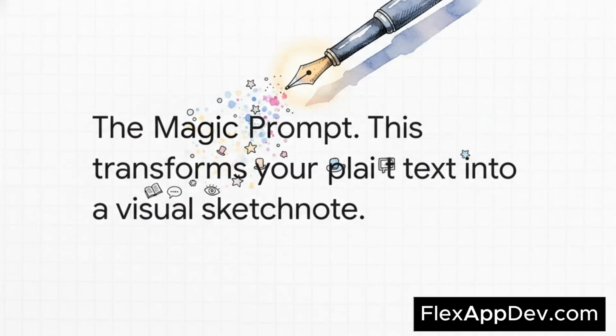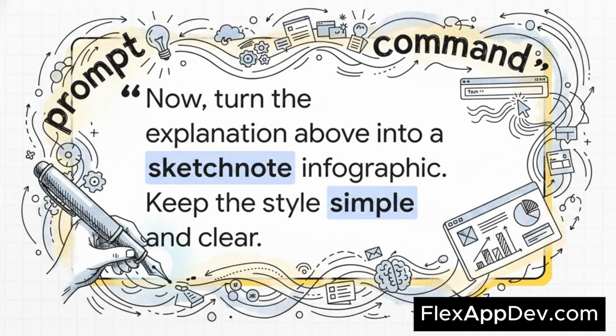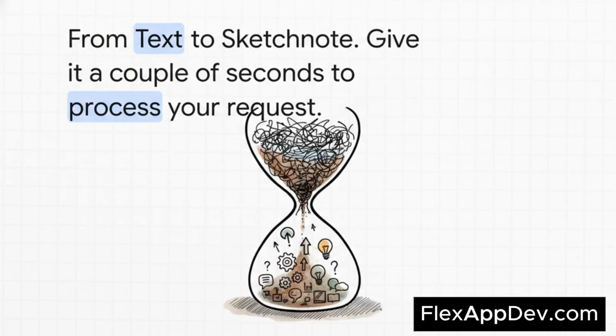Okay, now for the fun part, the magic prompt that turns text into a visual. Super important pre-step here, you have to turn on the Create Images option. Don't skip this. And here it is. This one simple sentence does all the work. Seriously, that's it. Then just let it cook for a few seconds, and boom, there's your sketch note.